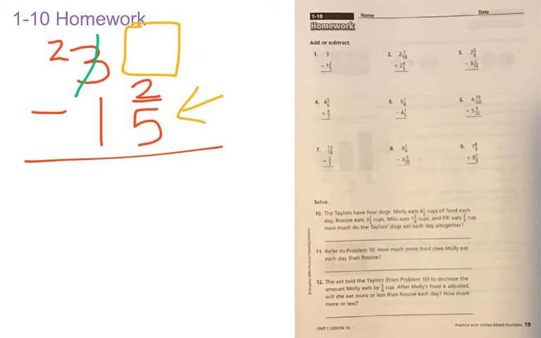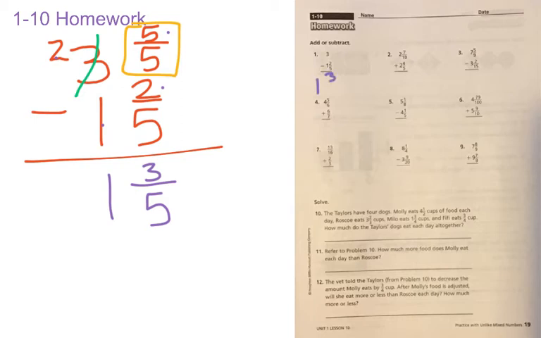So if we look at this fraction down here, it's written in fifths. So you're going to write your fraction in fifths, and one whole would be 5/5. So 5/5 would be equal to one whole. Then, once you've done that, you can simply do your subtraction. So 5 minus 2 is equal to 3, and your denominator is fifths. And then 2 minus 1 is equal to 1. And so your answer is 1 3/5.